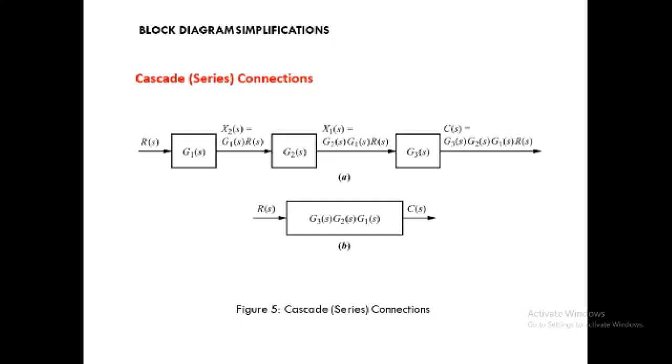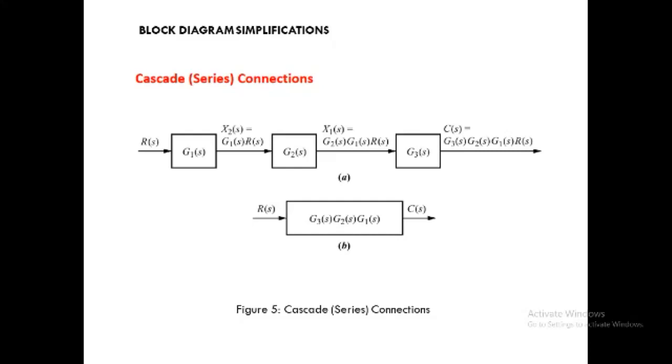And similarly, our output is C of s. So how will this C of s be obtained? It is the multiplication of G1 of s and G2 of s. So the output obtained from G1 of s and G2 of s will be the output C of s. So C of s is equal to G3 of s, G2 of s, G1 of s into R of s.